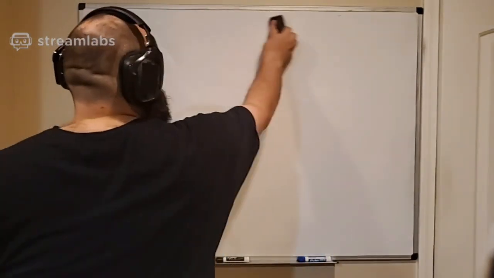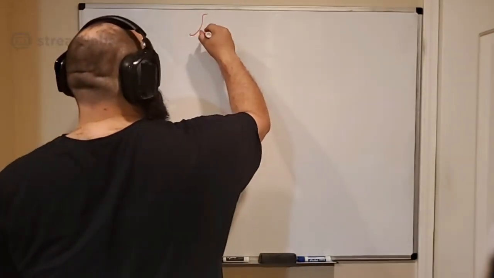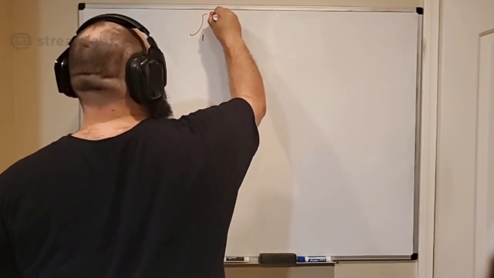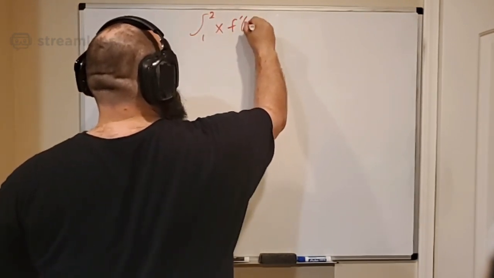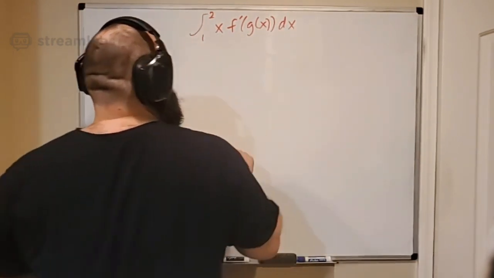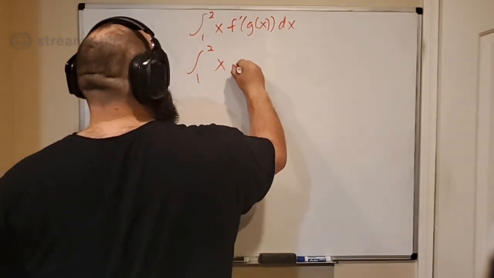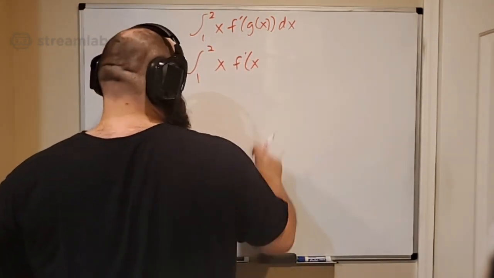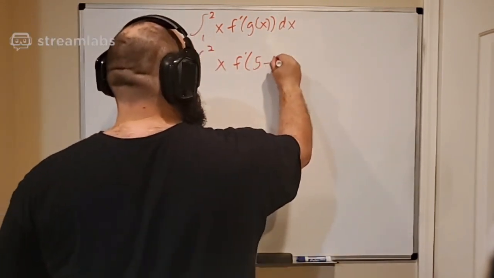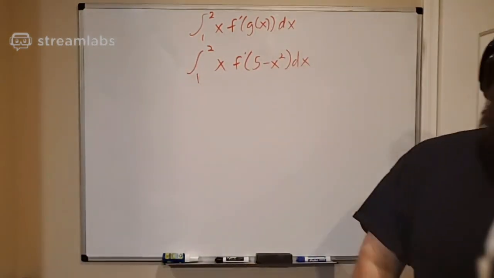So if we do the integral from, what was it, 2 to 4, something like that, what's the inner bounds? 1 to 2. 1 to 2, okay. x f prime of g of x dx. If you make this one step, this problem becomes a lot easier. You switch out g of x for 5 minus x squared on this problem, right? If you make that one substitution, in my opinion, this problem becomes a lot easier to understand and deal with.